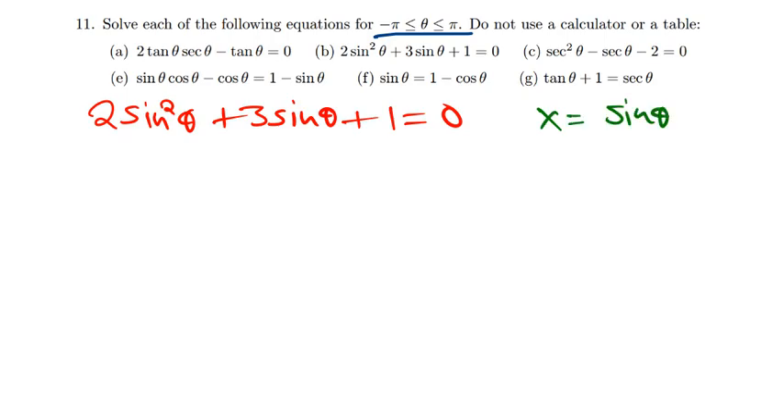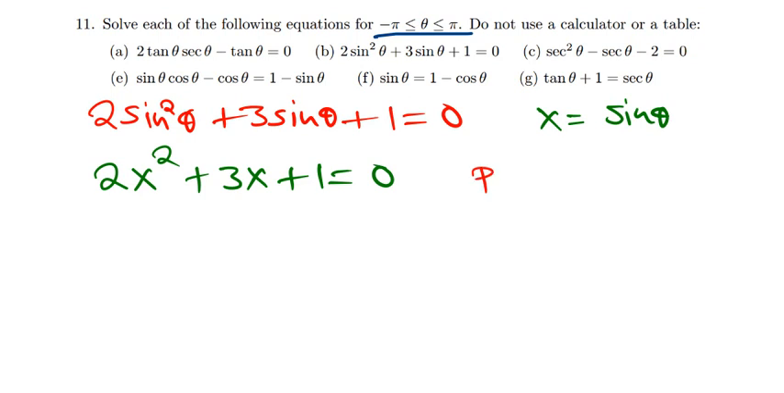Substitute. Where the sine of theta is, we have x. So where it is squared, it is x squared. Equally there it will be 3x plus 1 is equal to 0. We can now solve the quadratic equation. Okay, here we go by factorization. The product is 2, the sum is 3. What two numbers can you multiply to give you 2 and add to give you 3? I think it's 1 and 2.